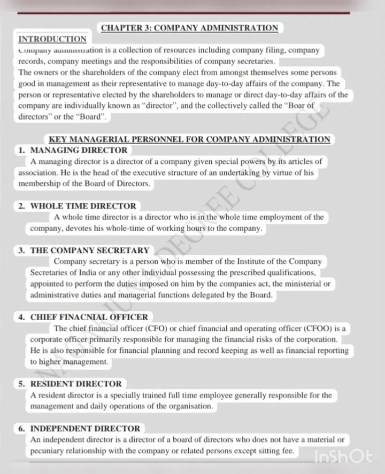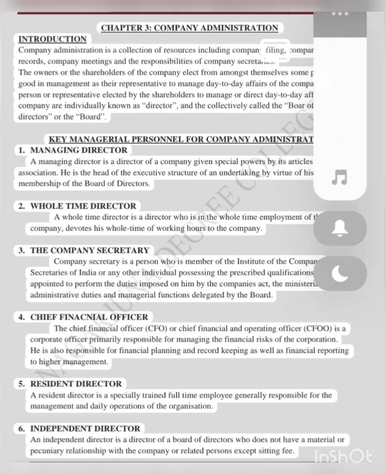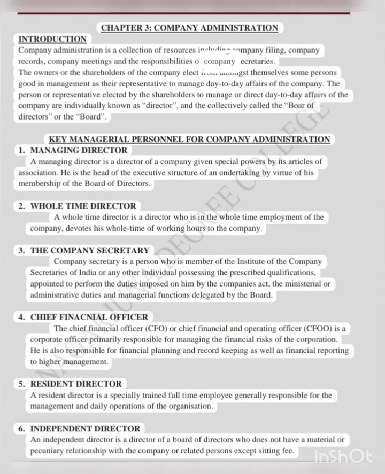Introduction. Company administration is a collection of resources including company filing, company records, company meetings, and the responsibilities of company secretaries. The owners or the shareholders of the company elect from amongst themselves some persons good in management as their representative to manage day-to-day affairs of the company. The person or representative elected by the shareholders to manage or direct day-to-day affairs of the company are individually known as director, and collectively called the board of directors or the board.